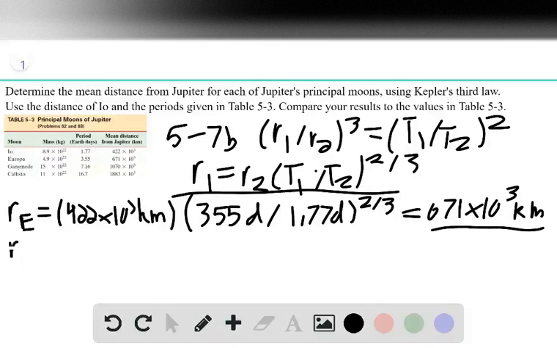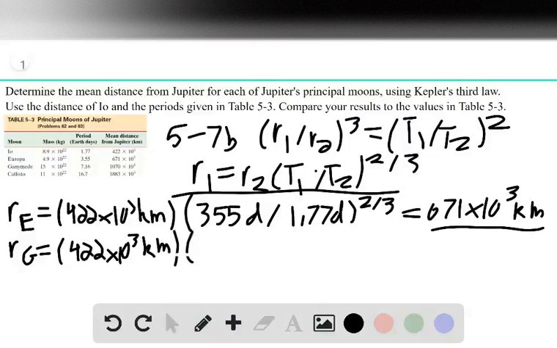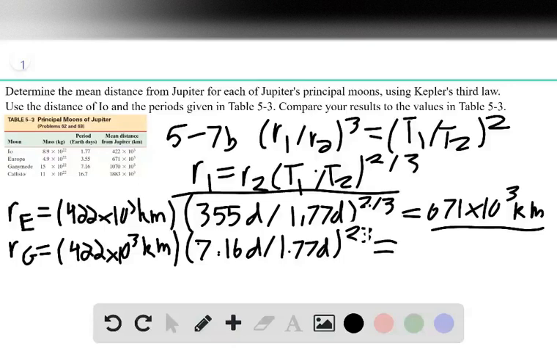Now we can do Ganymede. Do not hold me to these pronunciations. Same equation, I'm not going to rewrite it. Ganymede equals 422 times 10 to the 3rd kilometers times the period of Ganymede, 7.16 days, divided by 1.77 days, to the 2/3. That gives a radius of 1070 times 10 to the 3rd kilometers.